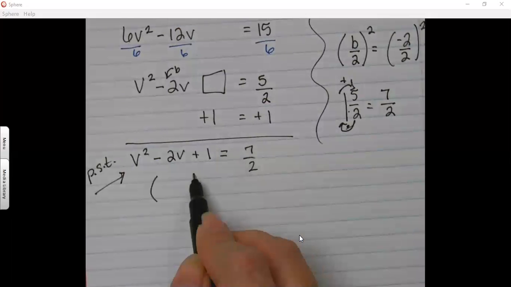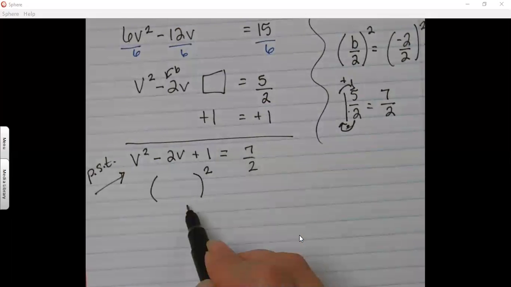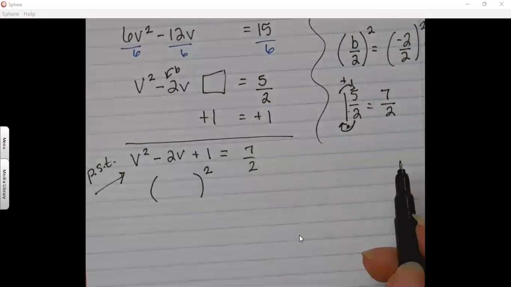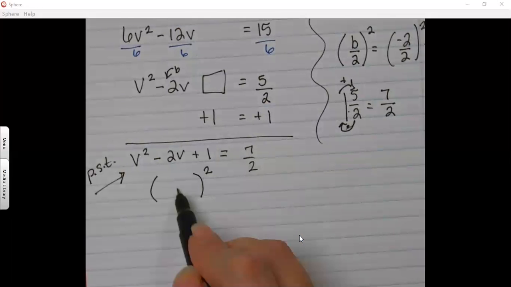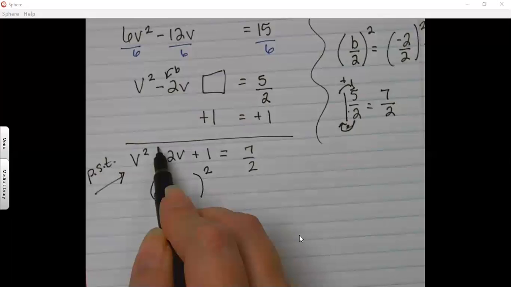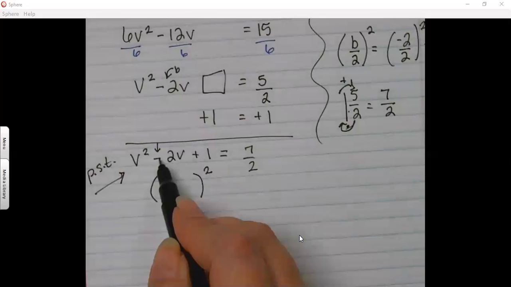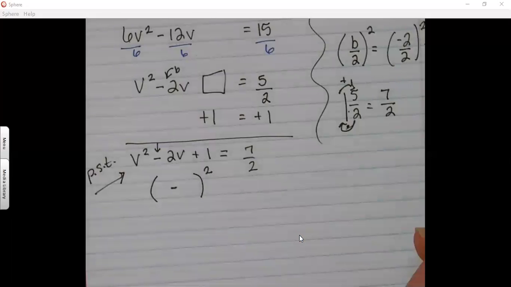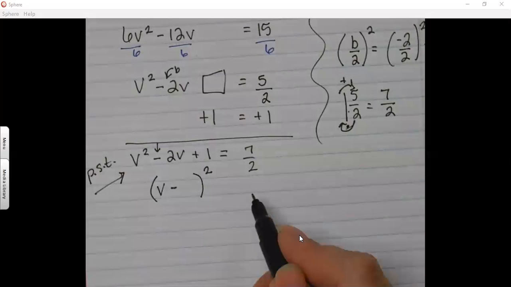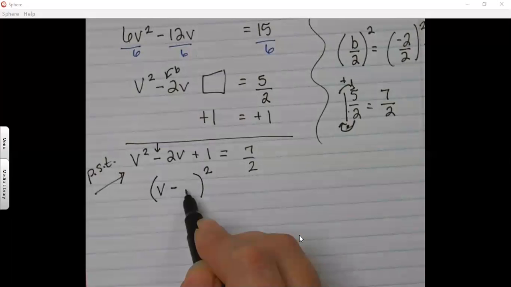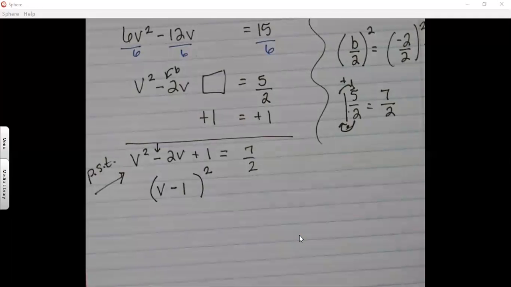You square it because when you have 2 identical factors, we can just write it as one factor, but we got to square it. The sign in between the terms is always the sign of b. C has to be positive to be a perfect square trinomial. Y'all remember what your first term is? V. You remember what your last term is? The square root of the last term, square root of 1 is 1. Equals 7/2.